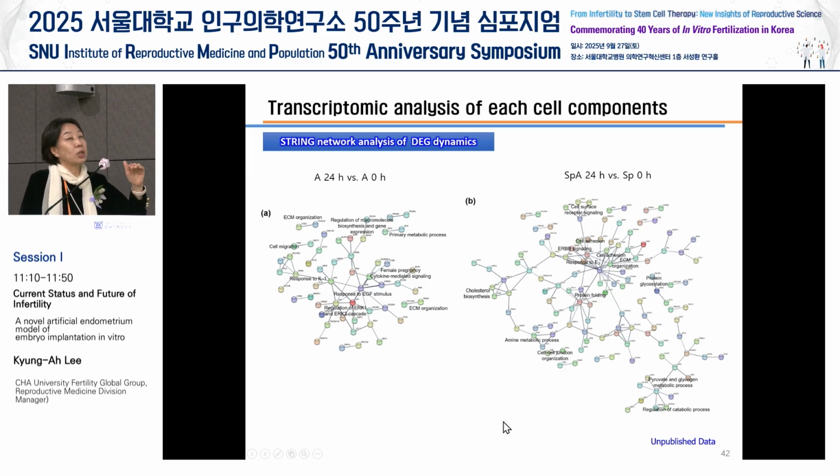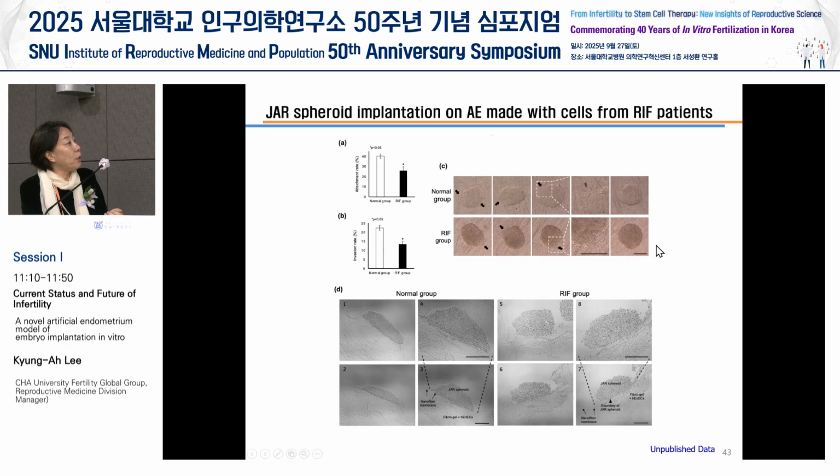However, it is just spheroids, so it will be a different story if we have real human primary cells and the human embryos on top. So it is a good system for personalized study for any infertile patients. We were lucky to get a couple of rare endometrium samples from normal and from infertile RIF patients.